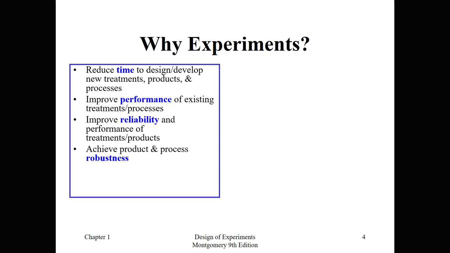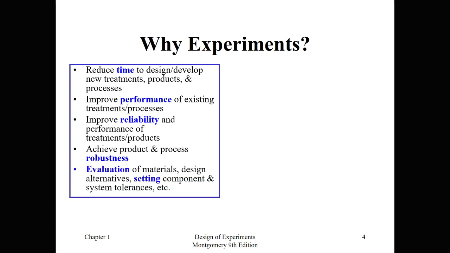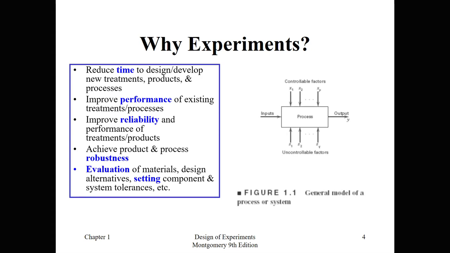So if I find that this metal bar can be bent with a particular amount of force, then I can claim that that particular product is robust to being bent at anything less than that particular amount of force that it breaks at. And of course, evaluating all of these different components is the ultimate goal of experimentation.